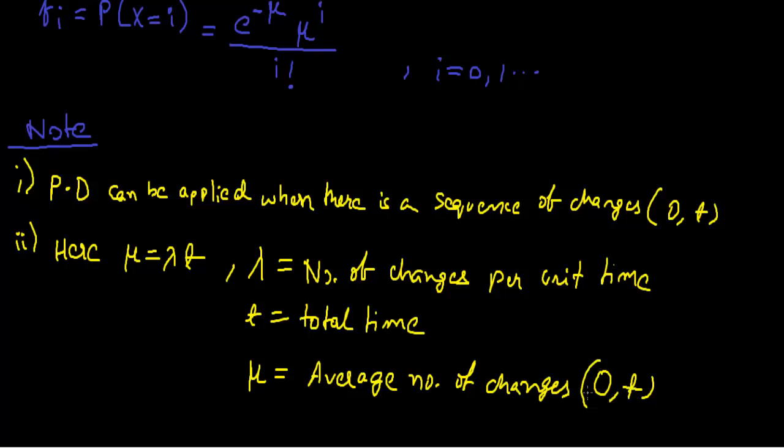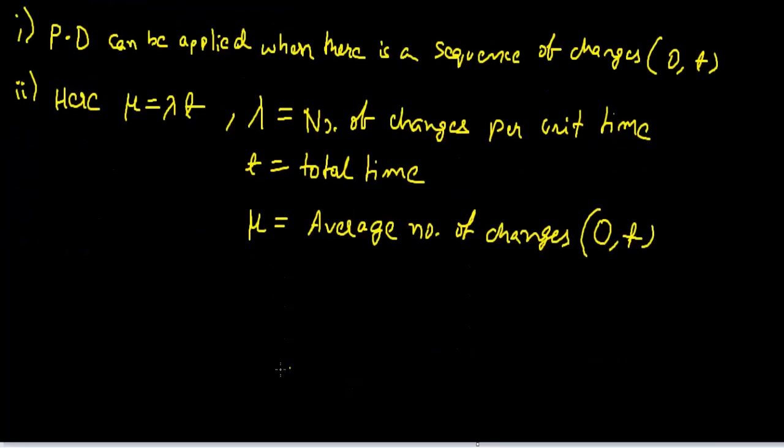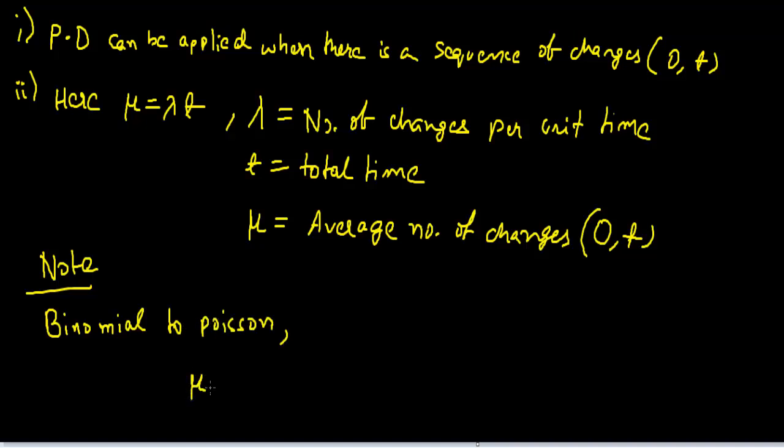One more note on where this can be applicable: we can transform a binomial question to Poisson by applying mu equals np, and that is only possible if n is very large and p is very small. Something like this.